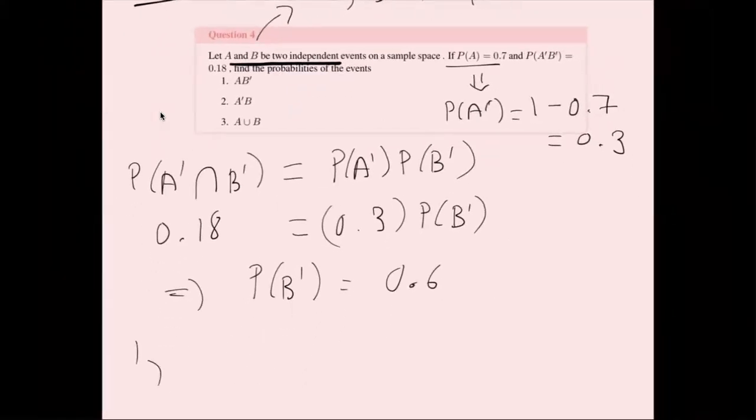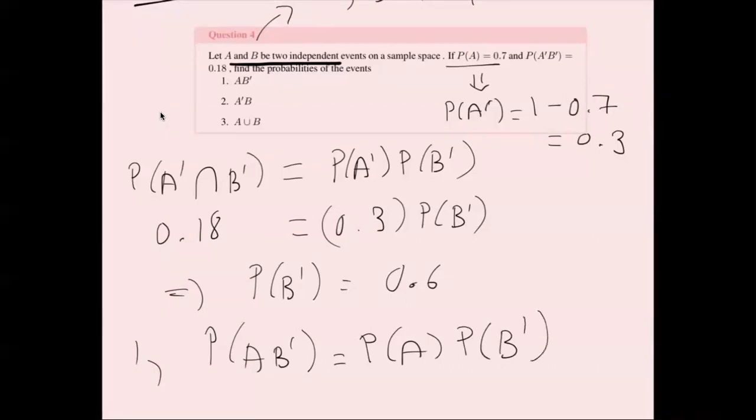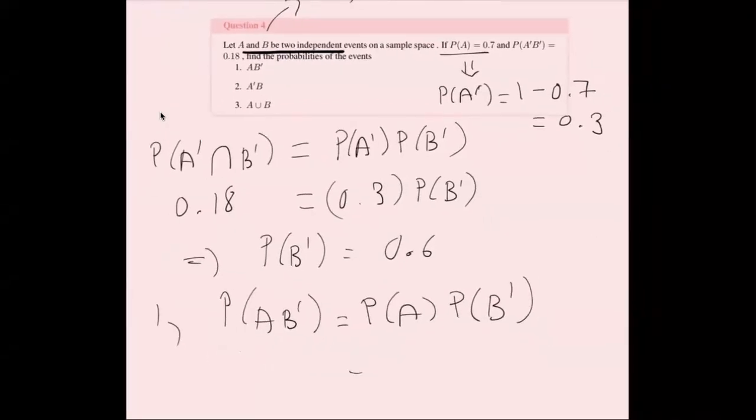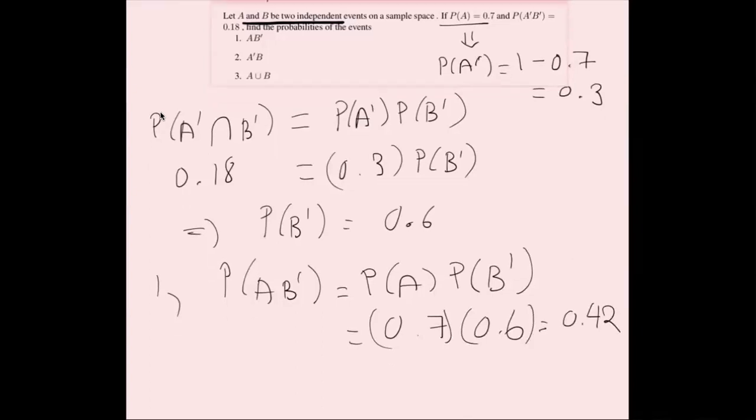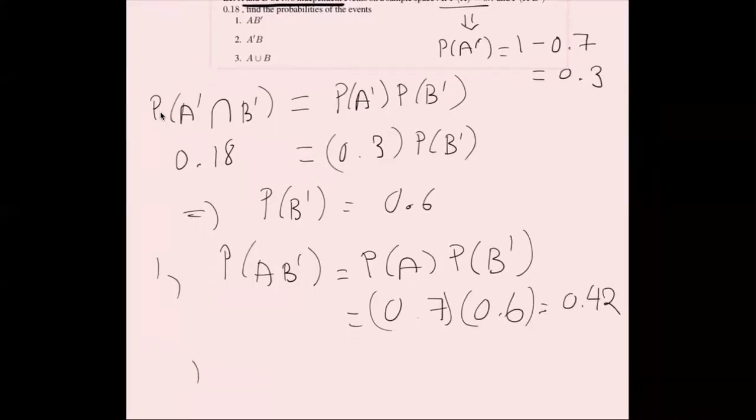So part 1, probability of A, B complement, since they are independent, we can have probability of A times probability of B complement, which is 0.7 times 0.6. It is equal to 0.42. So that is the first part.